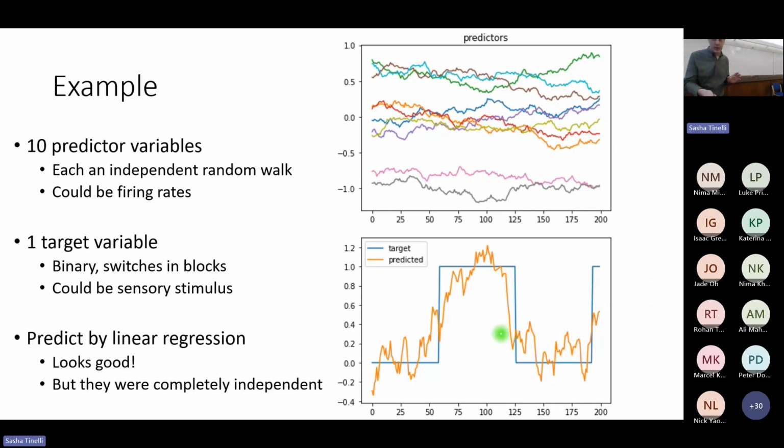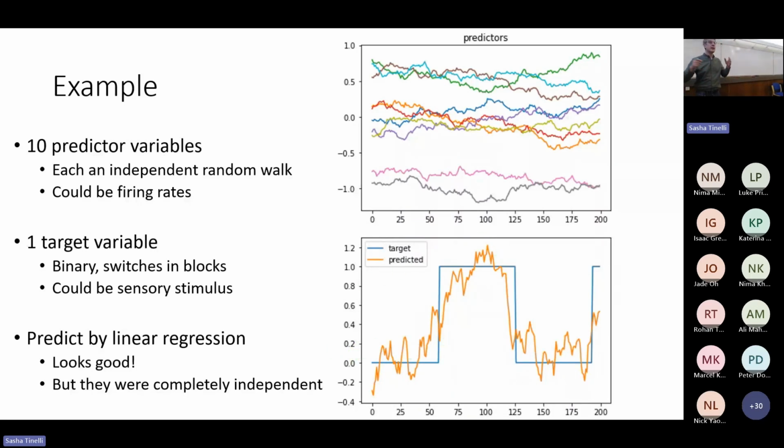So the question is, can we predict this block variable from these neurons? And they're completely independent, and I know they are because I programmed them, right? So this is a random block, and these are random independent neurons. And what you have in orange is predicting the block by linear regression. And it does pretty good, right? It's not perfect, but it does pretty well.